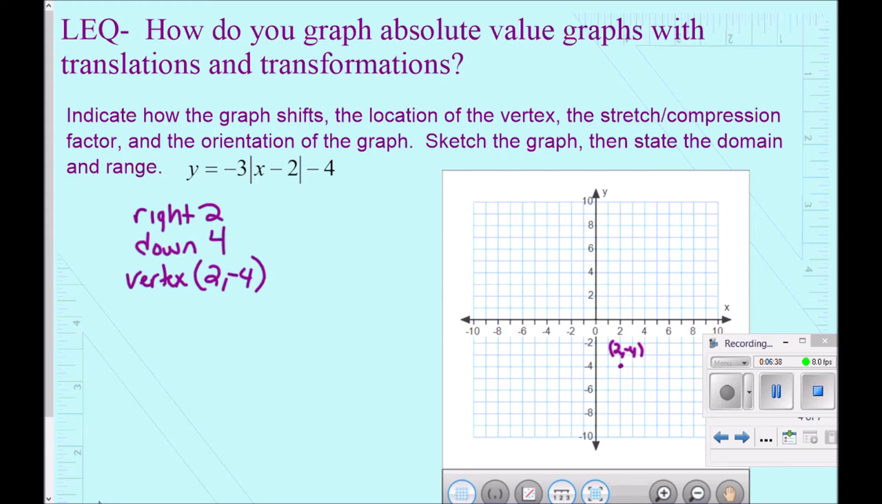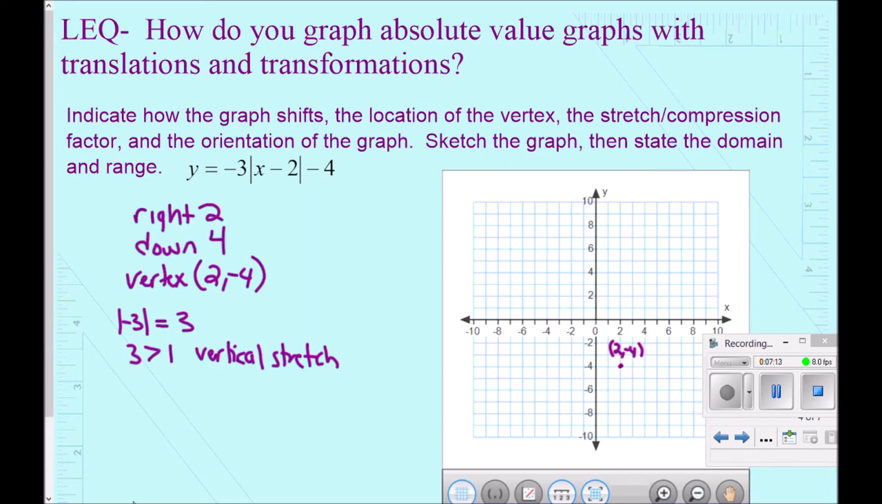Next, it asks whether the graph has been stretched or compressed and the factor that it's been stretched or compressed by. Well, I'm seeing negative 3. So remember, we take the absolute value of that, which is just 3. And 3, we're going to compare to 1. It's bigger than 1. And when the absolute value of a is bigger than 1, remember that's a vertical stretch. So picture being stretched. Remember, that means the absolute value graph is going to appear skinnier. So when we look at the graph, we should see it look skinnier than the normal absolute value graph.